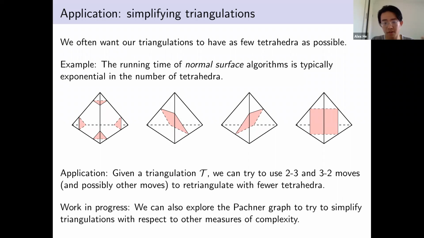You walk through the pachnograph, you perform local moves to try to retriangulate, but instead of reducing the number of tetrahedra, you reduce some other measure of complexity. For example, you can reduce the tree width. You try to reduce the tree width of a triangulation using local moves. But that's very fresh and work in progress, and I won't say anything about that because there's not so much to say about it yet.